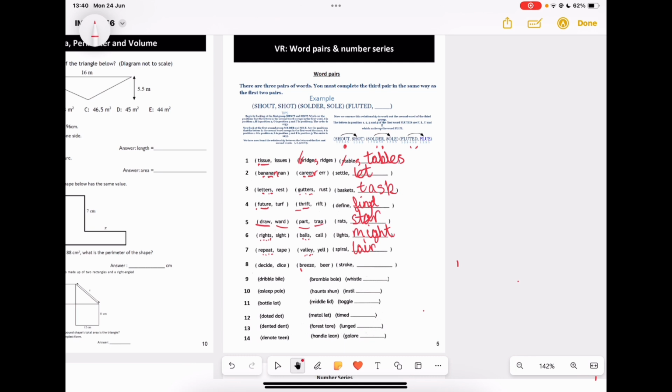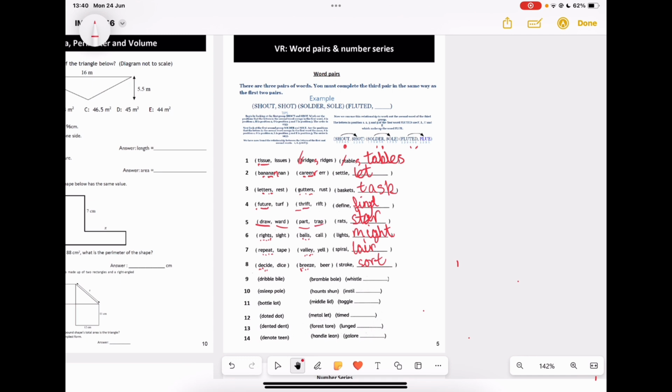Then 8. So we have decide and dice, breezer and beer. So here we can see it goes D-I-C-E. So the first, then the fourth, third, and then second. So breezer is going the first, fourth, third, second. So this will be S-O-R-T, and the answer will be sort.